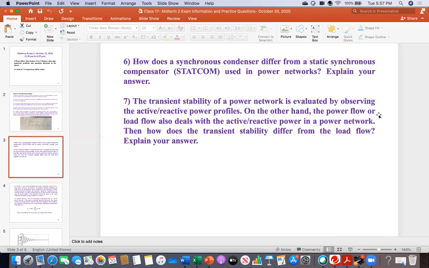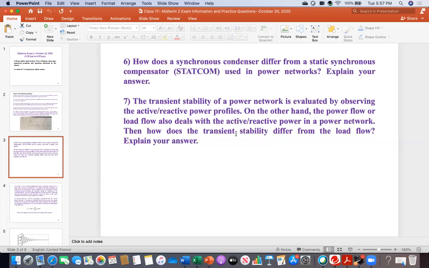On the other hand, the power flow or load flow also deals with active and reactive power flow. What you do with the power flow or load flow is analyze the active power flow, the reactive power flow, and the bus voltage at specific branches or nodes of the network. Then how does transient stability differ from the load flow?